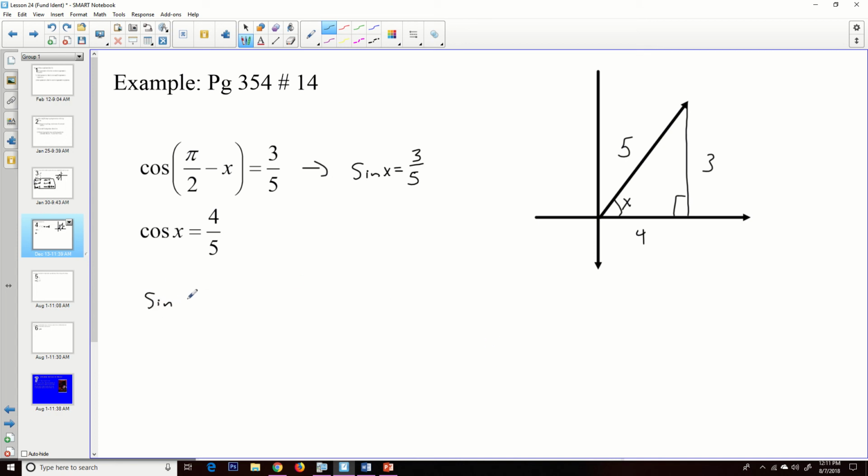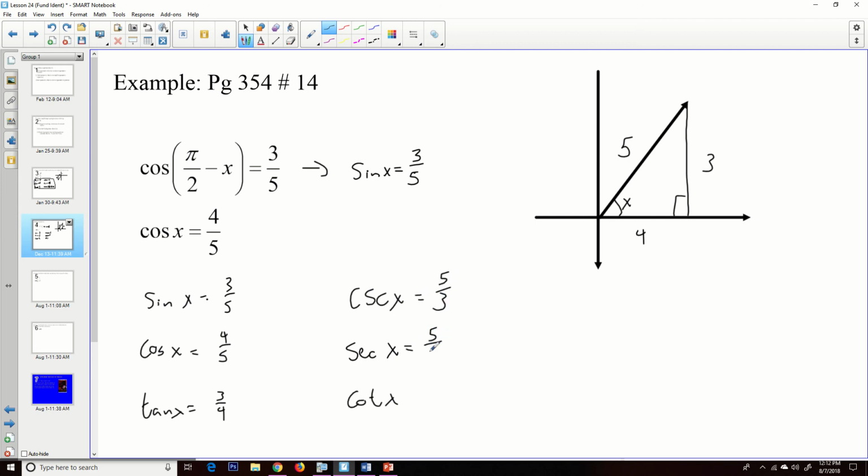If I have the sine of x, the cosine of x, the tangent of x, the cosecant of x, the secant of x, and the cotangent of x, we've got our 3 over 5, our 4 over 5. This one will be 3 over 4. And then I just do the reciprocals. So 5 over 3, 5 over 4, and 4 over 3. Those are our answers for that.